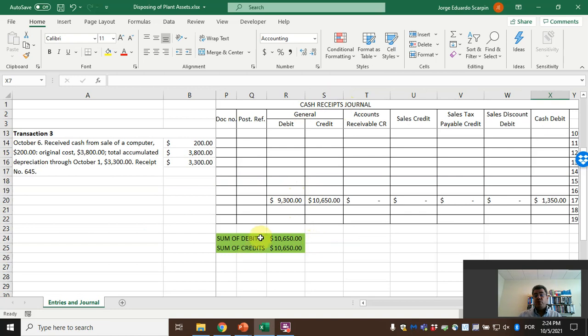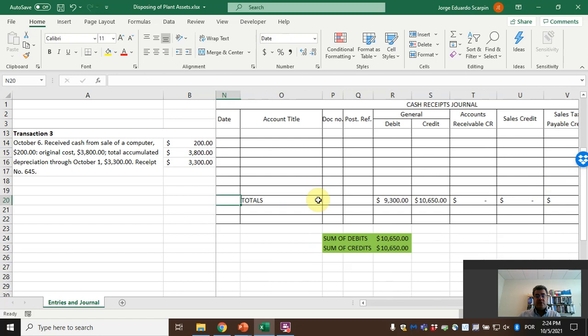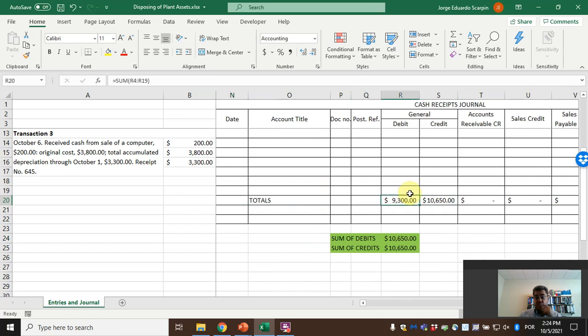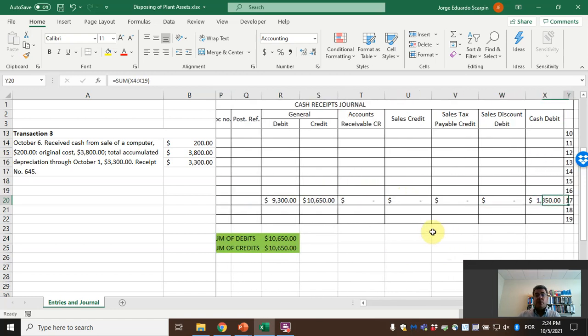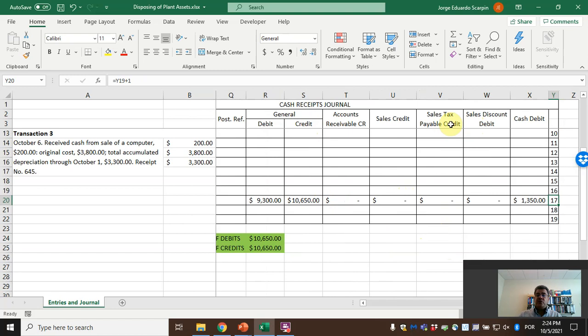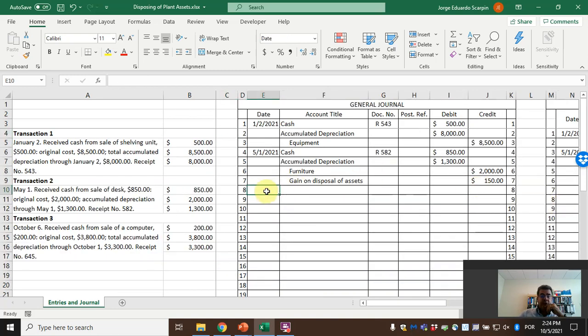So how do we do the sum of debits here? Debit, we have only this one, debit, sales discount debit, cash debit. So it's the sum of our totals. And this is the total sum of our rows. And sum of the credits, we go through credits until sales tax payable credit. So we sum these ones here and debit this one plus that one. Okay? Let's go through the last one.